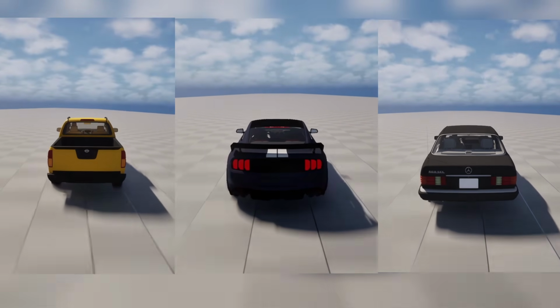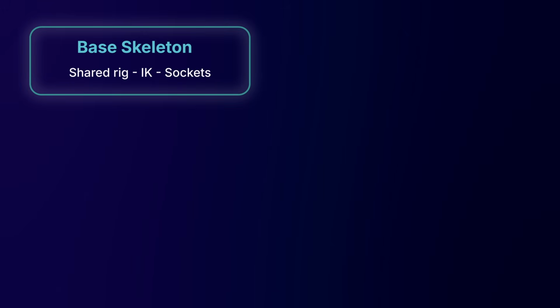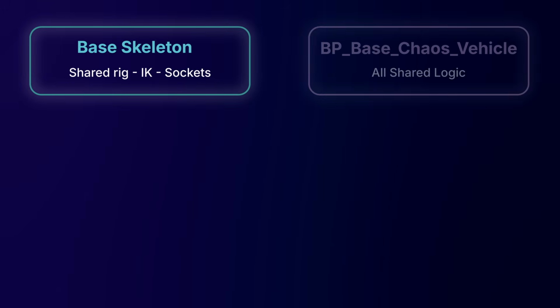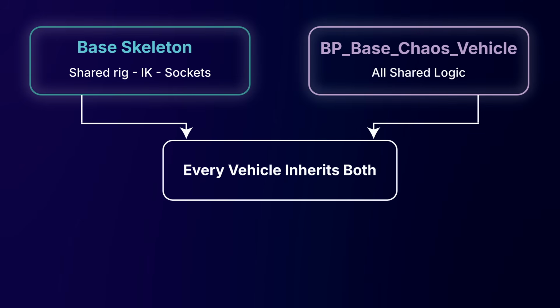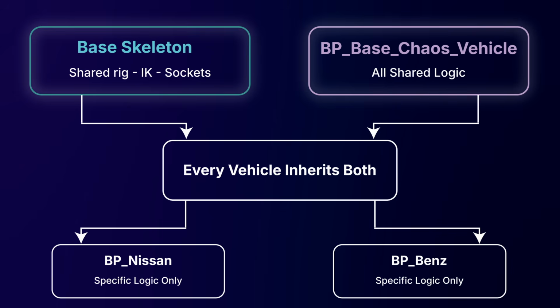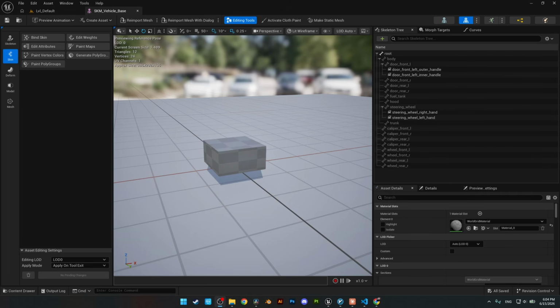Alright, here is the plan. The whole system rests on 2 things. One shared skeleton, which is the shared foundation on the asset side, and one base blueprint, which is the shared foundation on the logic side. Every car after that just plugs into those 2. That's the entire idea.